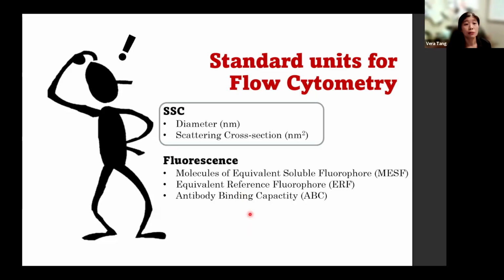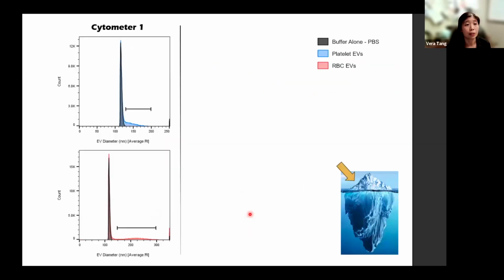So I'm going to show you a little bit of data, and we're going to focus on side scatter, so mostly diameter data, and hopefully I'll convince you that the way we want to report, or the way we're suggesting that people should report, is going to be a more reproducible, concordant way of doing so.